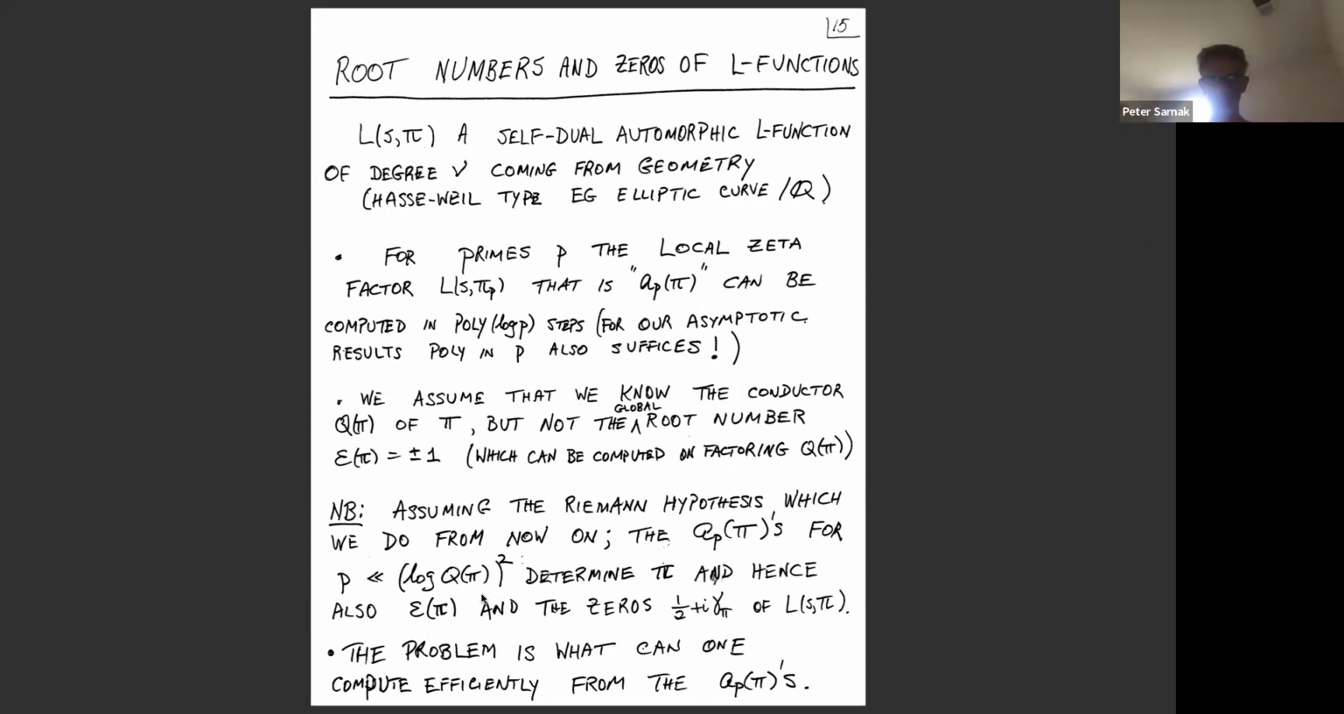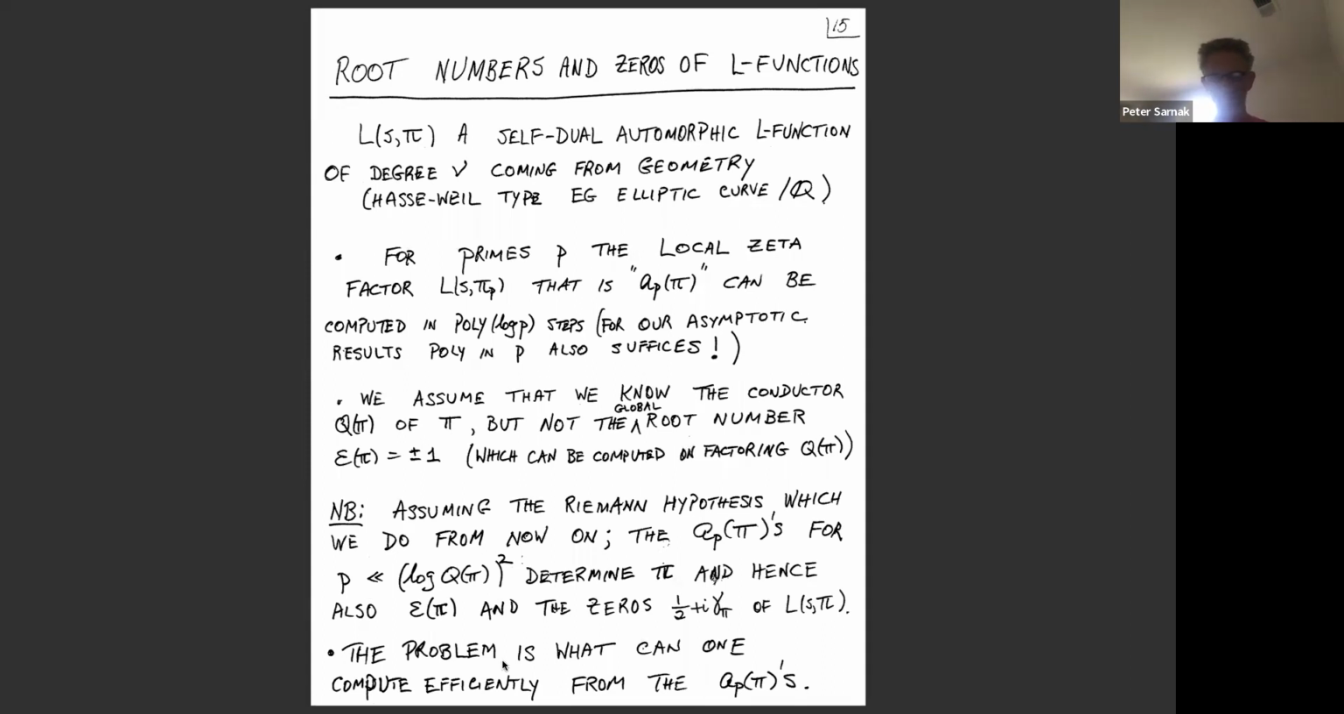And this is exactly why we think this has great power to it: if I have two automorphic forms which are of conductor around the same size, and I know the a_p's for p up to the log of the conductor squared, then I know them exactly. So if I compute the a_p(pi)'s for p up to the log of the conductor squared, in principle, I know everything. I know the sign, and I know all the zeros. Okay, that's good to know, that at least the information is there.